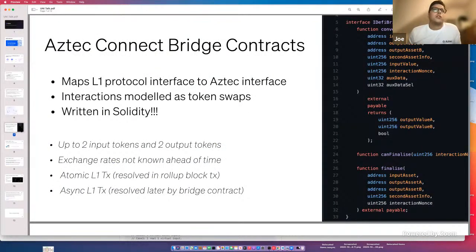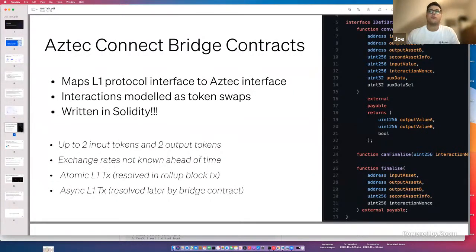We'll go over this in more detail in a second, so I think we can do this one quickly. The way you interact with the Aztec rollup contracts and a DeFi protocol is by putting a contract in the middle. We call it a DeFi bridge. This basically just maps a DeFi protocol to an interface that the rollup can understand. We think we can hit most DeFi protocols this way.